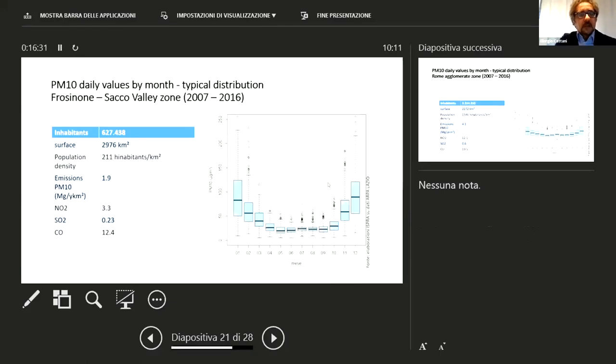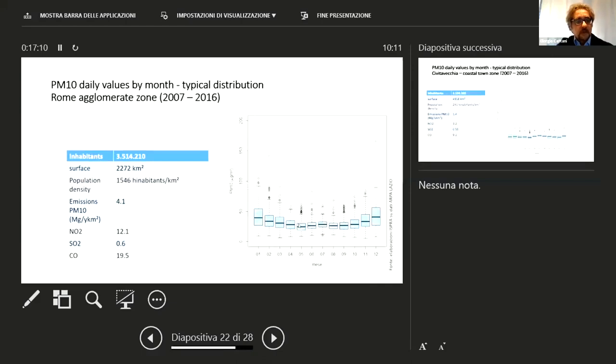Another example is from central Italy, the Sacco Valley, near Frosinone, which is a relatively small town. We have, as a province, 600,000 people, population density not so high, medium emissions, but we have, as you can see, during winter, very, very large concentrations. This is January, this is December, compared with the other months of the year.